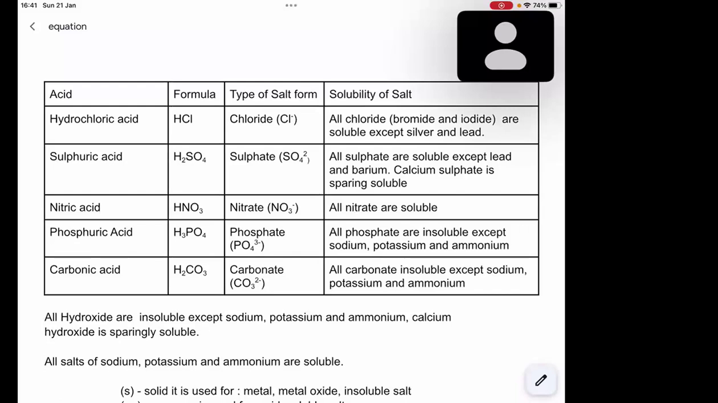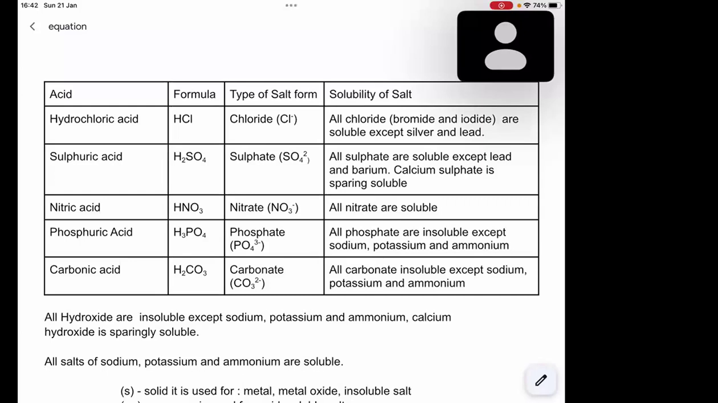So what does this mean? Sodium chloride is soluble. Iron chloride, soluble. Aluminum chloride, soluble. Lead chloride is insoluble. Lead bromide, insoluble. Lead iodide, insoluble. Silver chloride, insoluble. Silver bromide, insoluble. Silver iodide, insoluble. That's clear?